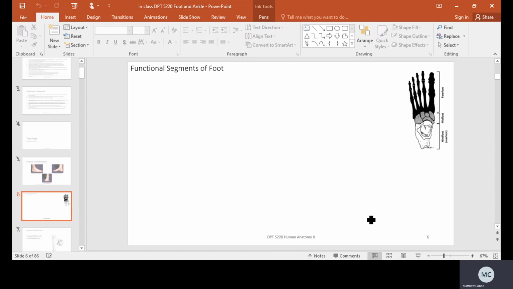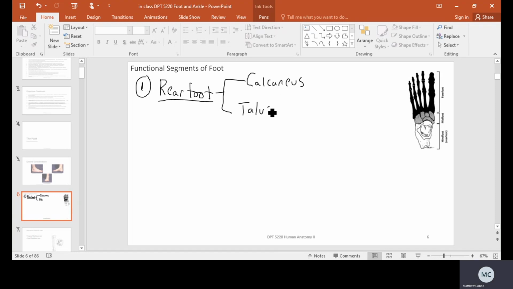So when it comes to the foot, there's going to be 3 different sections of the foot, or what we call 3 functional segments. The first section is going to be the rear foot. Now the rear foot is basically going to have two different bones, two different parts. My rear foot is going to be a little bit of my calcaneus, and it's also going to be my talus.